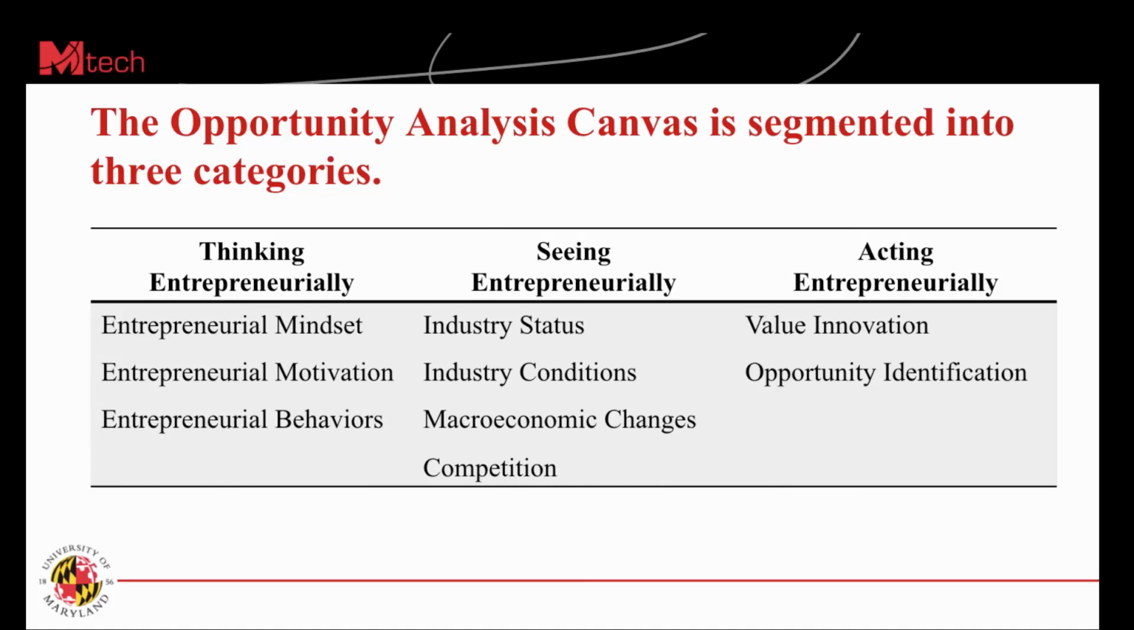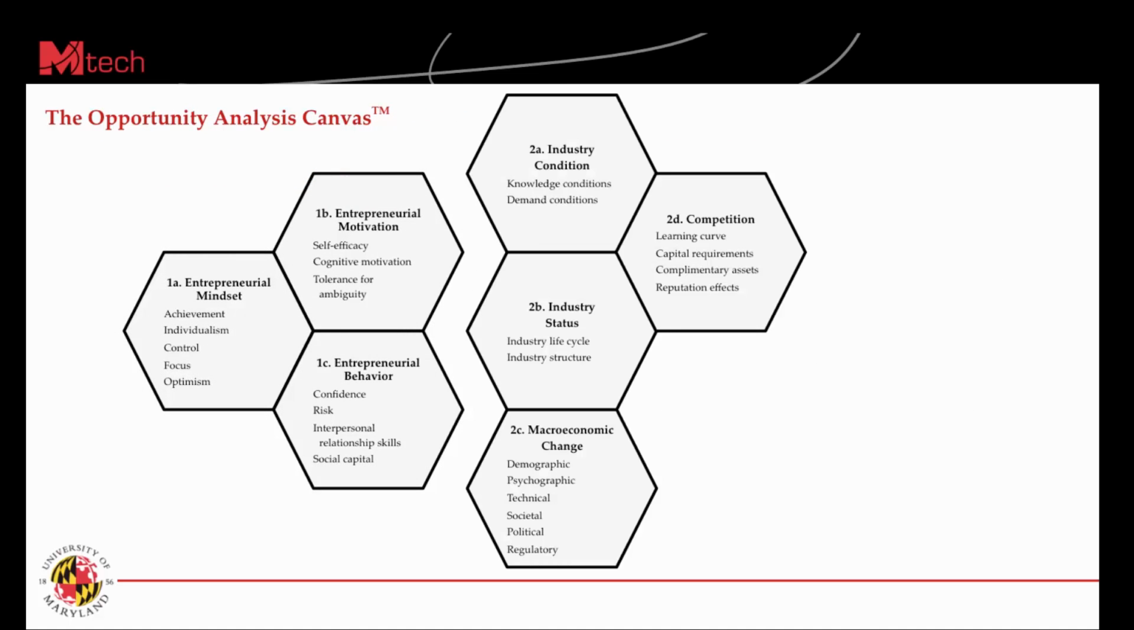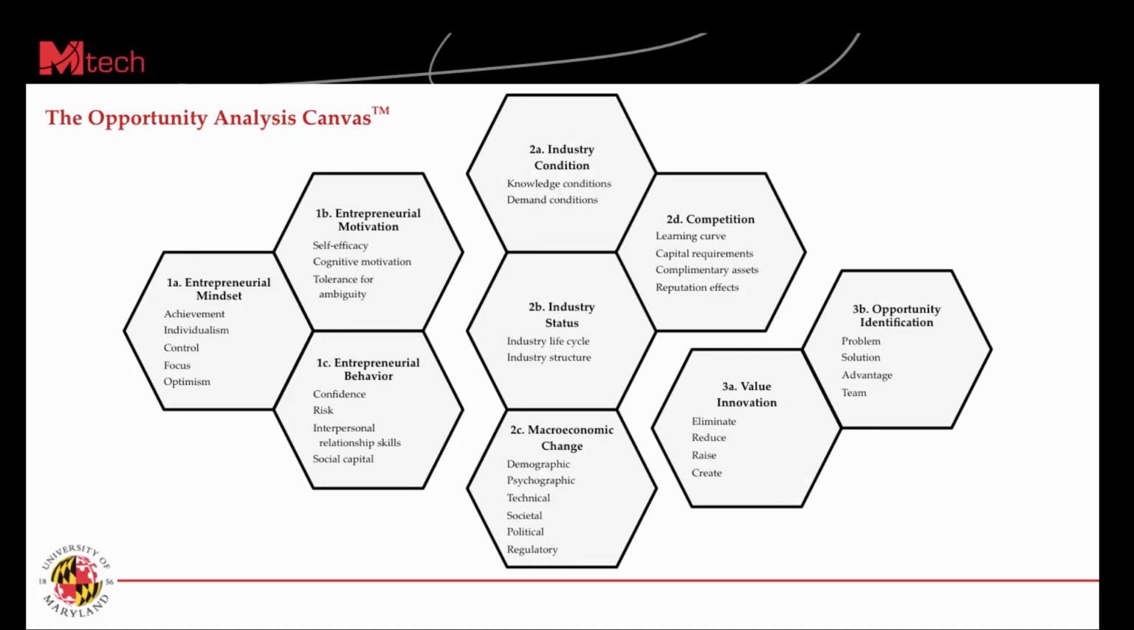So the opportunity analysis canvas is segmented into 3 categories. So we'll spend the first part looking at thinking entrepreneurially, phase 2 at seeing entrepreneurially, and phase 3 at acting entrepreneurially. And so thereby we're going to segment the course into these 3 phases, where you have the opportunity to go in and do a deep dive into each of these and go through and apply these principles both to yourself as well as to some business ideas that we'll explore.